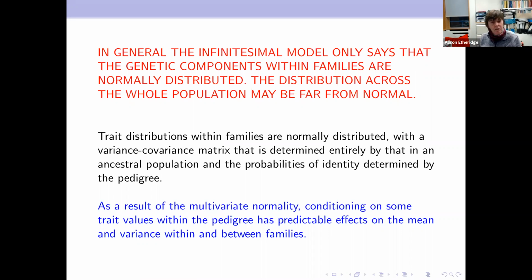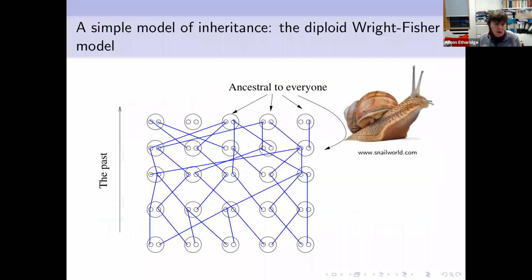But what's nice about this model is that, as a result of the multivariate normality, if I condition on knowing just some of the trait values within a pedigree, then that has predictable effects on the mean and variance within and between families. And this is a property that's been exploited by animal breeders for many, many centuries.